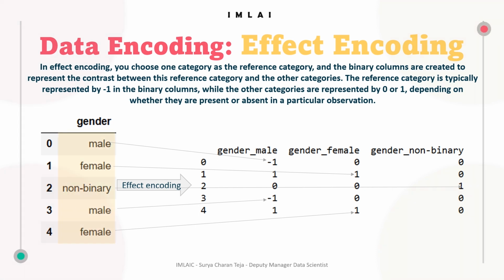So in this example, we chose male as the reference category and created 3 binary columns to represent the contrast between the male, female, and non-binary categories. The binary columns indicate the presence as 1 or absence as 0 of each category in each observation, with the reference category male represented by -1 in the gender male column. So the gender female and gender non-binary columns represent the contrast between the female and non-binary categories relative to the reference category male.